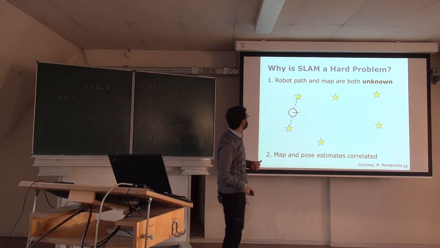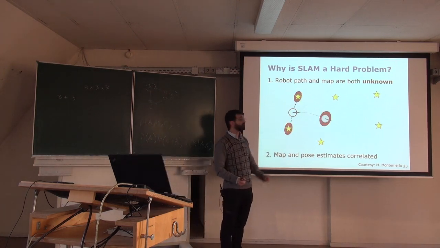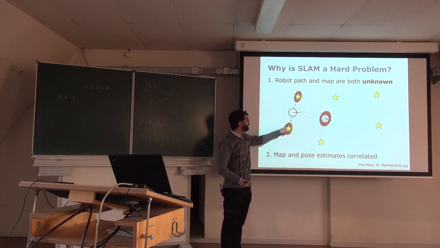So if you get now, for instance, an initial measurement, you will end up with this being the uncertainty of the sensor.